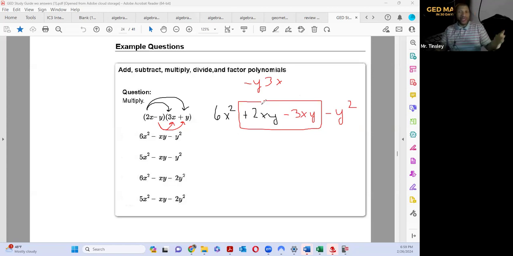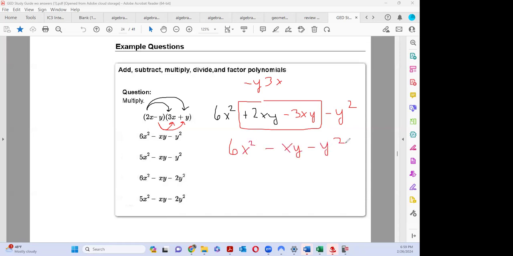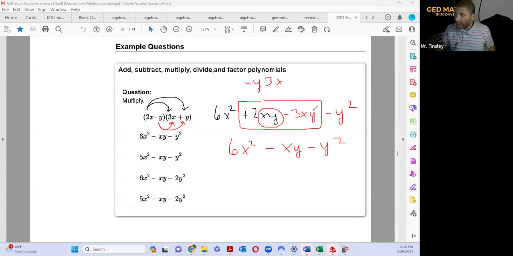You should also notice that, for whatever reason, they like having minus x because they want to see if you know that you don't need the 1 in front of the variable. 6x squared minus xy minus y squared. Remember, this is your term, xy. 6x squared minus xy. There you go. That's the answer.